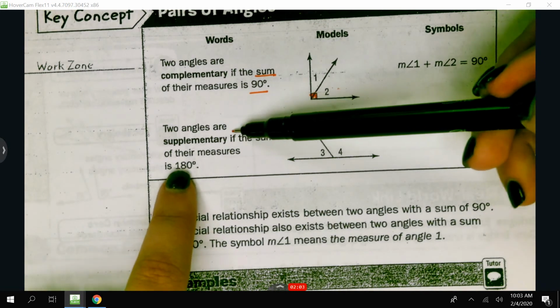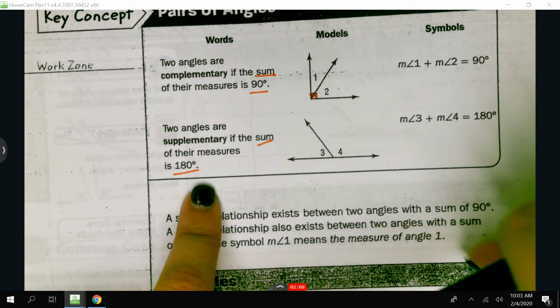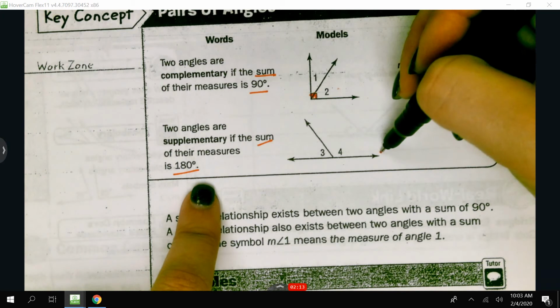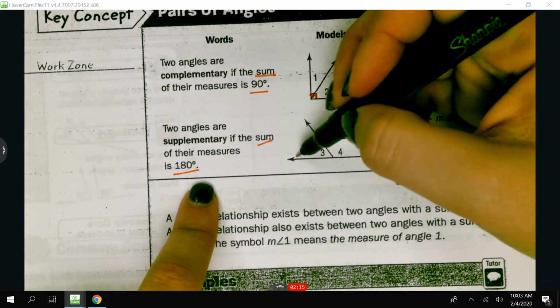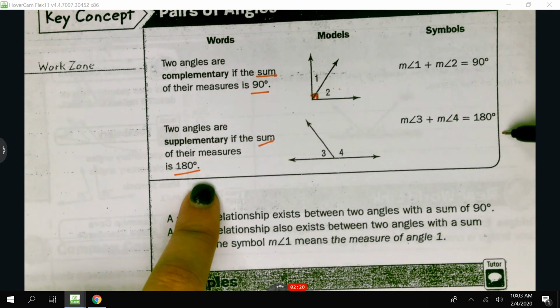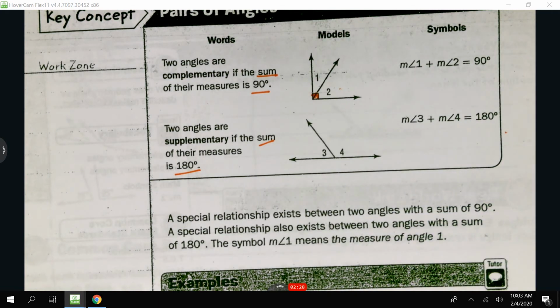If I have two angles that are supplementary, that means their sum is 180, which is the measure of a straight angle. So when you put this angle together with this angle, it makes a straight angle. So that means the measure of angle 3 plus the measure of angle 4 equals 180. Okay? So you can set up equations to solve for all of these. Okay. Complementary equals what? The sum, 90. Supplementary is a sum of 180. Don't forget that.